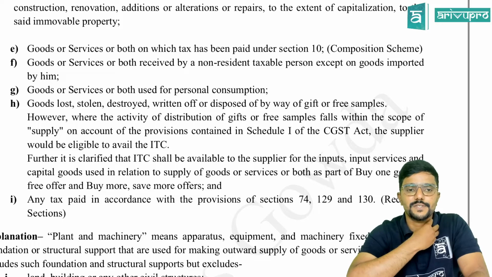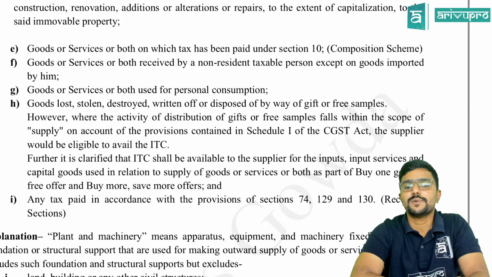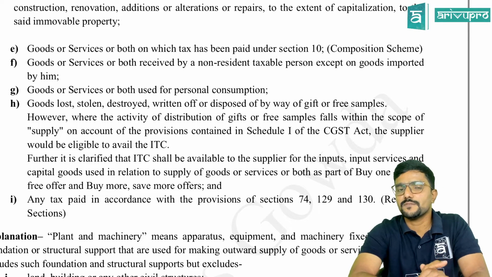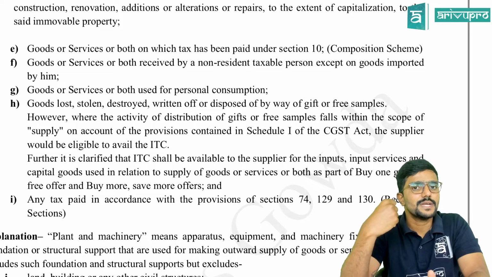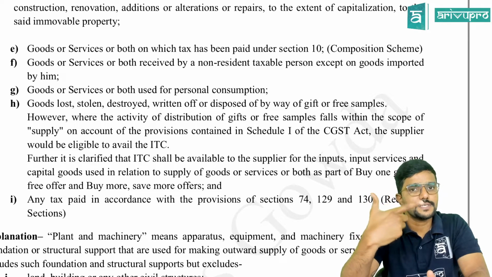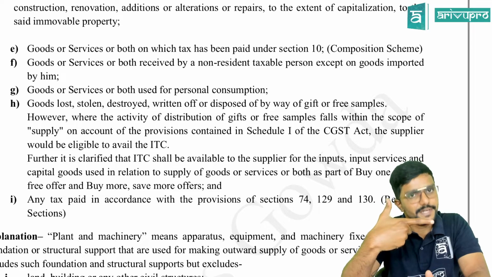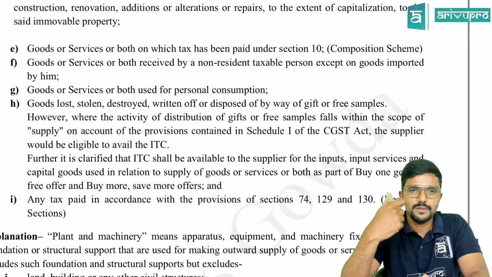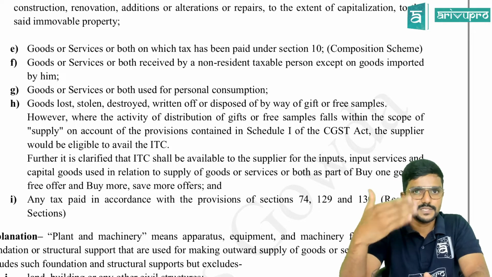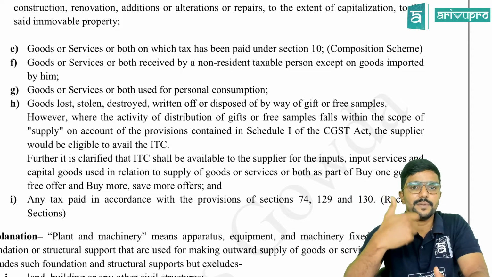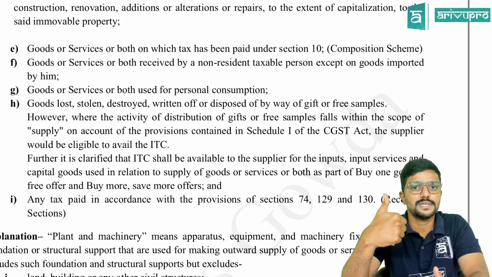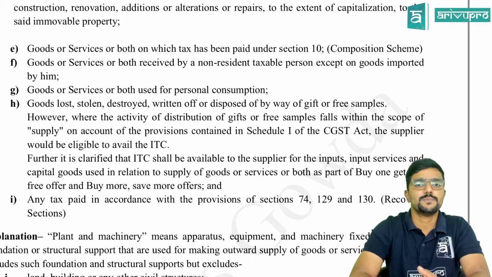Yes, sir. Next. Goods or services or both received by a non-resident taxable person except on goods imported by him. Non-resident taxable person is one of the special category persons under GST. There are two persons there actually, casual taxable person and non-resident taxable person, and they have been defined under the GST. We'll be seeing that in the registration chapter, which is the next chapter for us. I will be explaining there who is exactly NRTP and CTP, that is non-resident taxable person and casual taxable person.